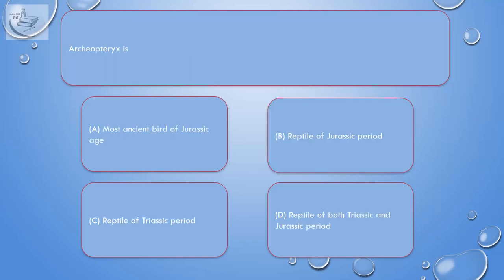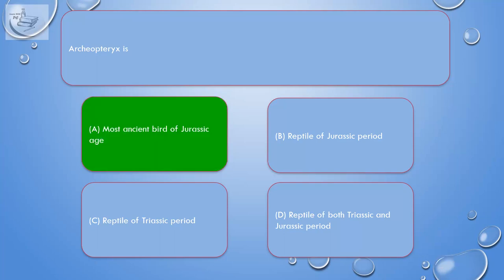Question: Archaeopteryx is A. Most ancient bird of Jurassic age, B. Reptile of Jurassic period, C. Reptile of Triassic period, D. Reptile of both Triassic and Jurassic period. Correct answer is A. Most ancient bird of Jurassic age.